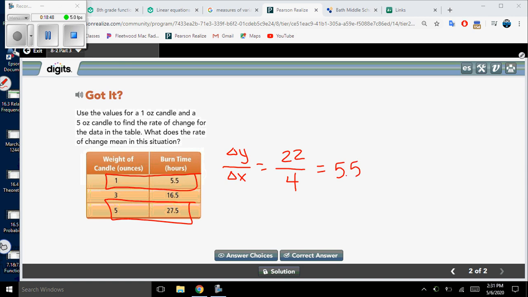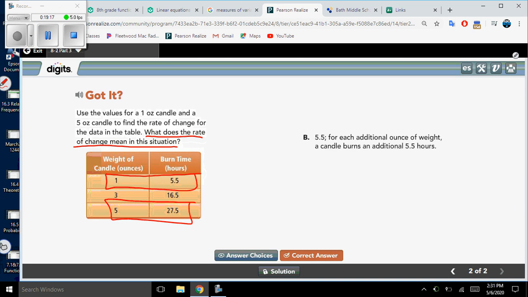Okay? So they're asking you, what does the rate of change mean in this situation? And so what you should be able to allude to is, it looks like for every ounce that it increases, the burn time is 5.5 hours longer. So for every ounce heavier your candle is, it's going to burn 5.5 more hours. Okay? All right, let me pick up. I think that'll probably do it for you guys. I think you should be able to handle it from there.